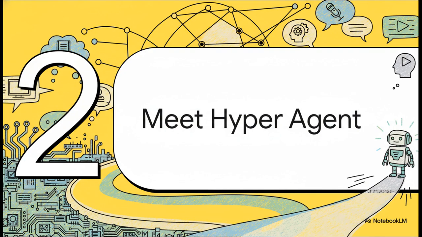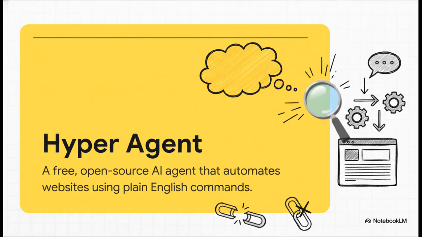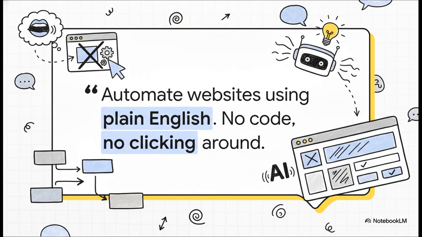Okay, so how do we get from that coding nightmare to just talking to the web? Well, let's meet the tool that's actually making this happen. And here it is, HyperAgent. So what is it? At its heart, it's a free open source AI agent. And its job is simple. It takes your plain English instructions and turns them into real actions on a website. The whole complex code part? Gone. I mean, look at this quote. It says it all. Automate websites using plain English, no code, no clicking around. It's such a direct promise, right? You just say what you want, and the agent takes care of it.